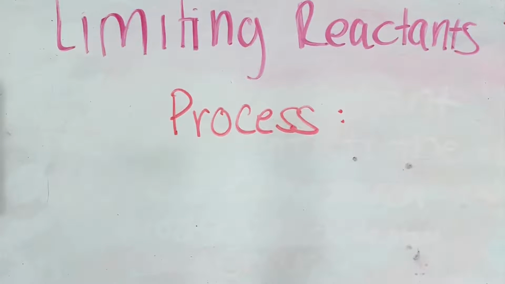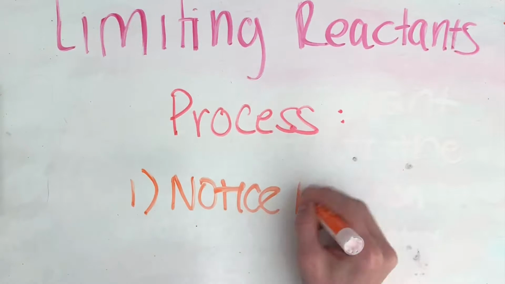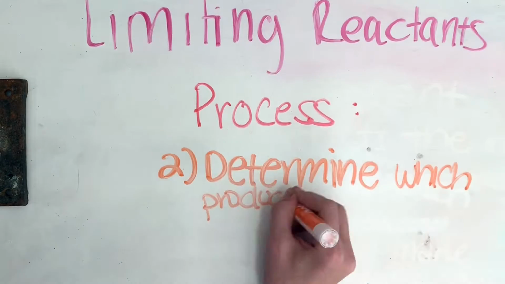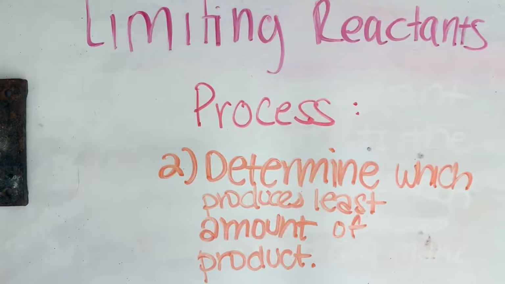In order to recognize this limiting reactant, you should do these things. Step number 1. Notice how much product each reactant can make. This can be done by converting grams to moles and then moles of reactant to moles of product. Next, determine which produces the least amount of product, and that's the limiting reactant. Now that you know the steps, let's practice.